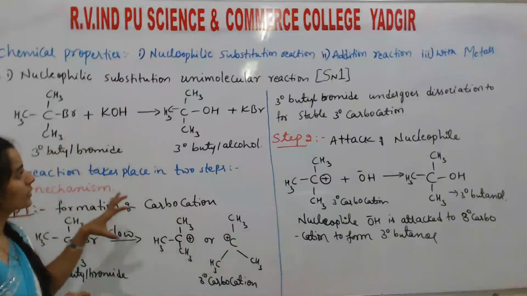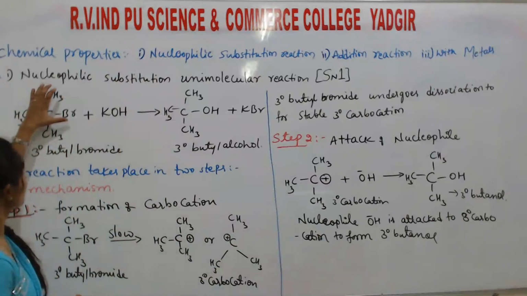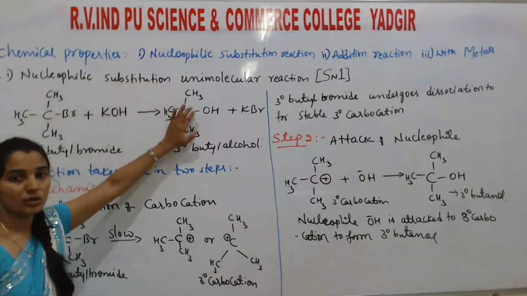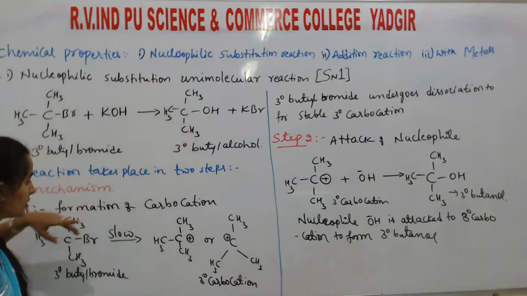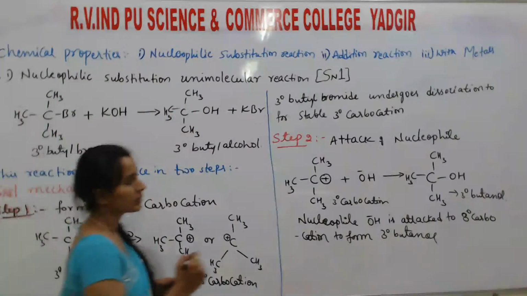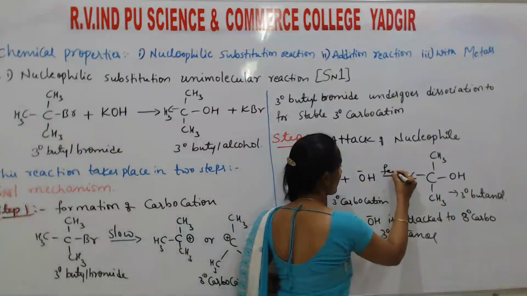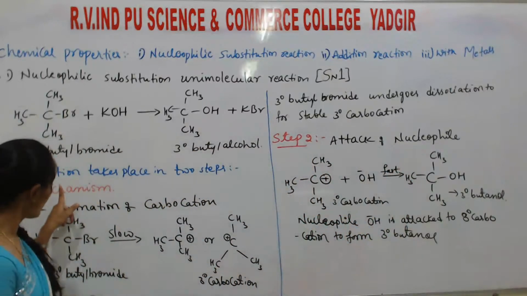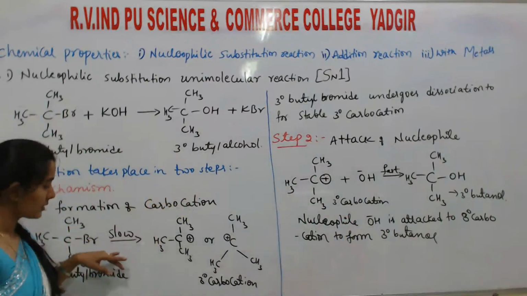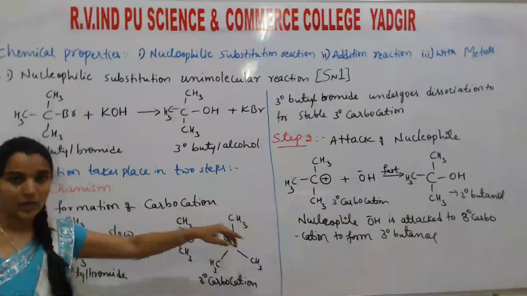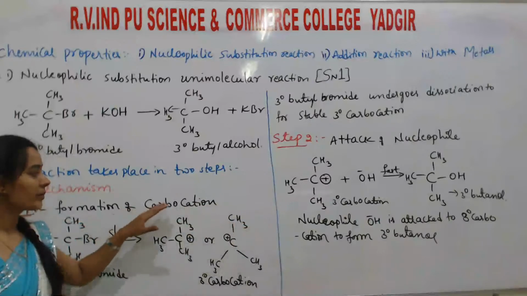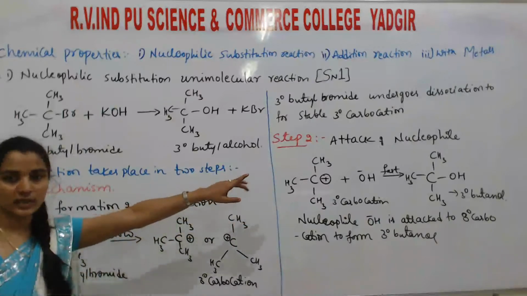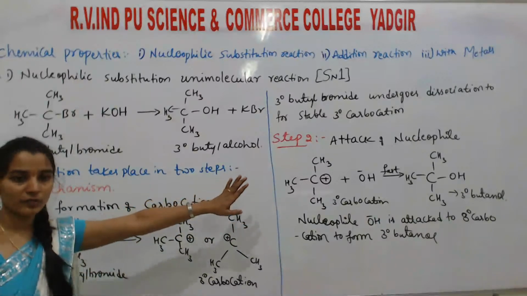So this is all about the SN1 mechanism. SN1 means nucleophilic substitution unimolecular. Why is it called unimolecular? This is the slow step and this is the fast step. The SN1 mechanism takes place in two steps. The slow step is the formation of carbocation. The fast step is the attack of the nucleophile and formation of butanol.